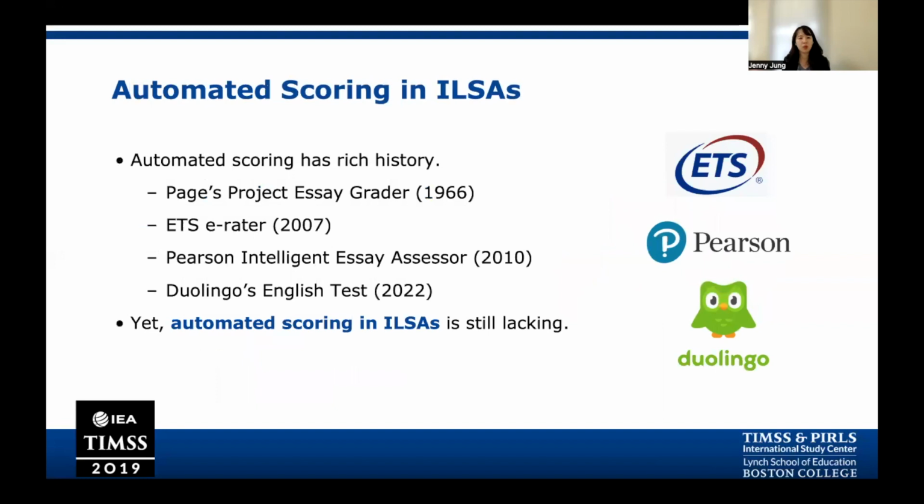And actually, automated scoring in education is not new. It has a rich history starting from Ellis Page's Project Essay Grade in 1966. There have been a number of approaches toward automated scoring, such as ETS's e-rater, Pearson's Intelligent Essay Assessor, and these days there is Duolingo's English Test.